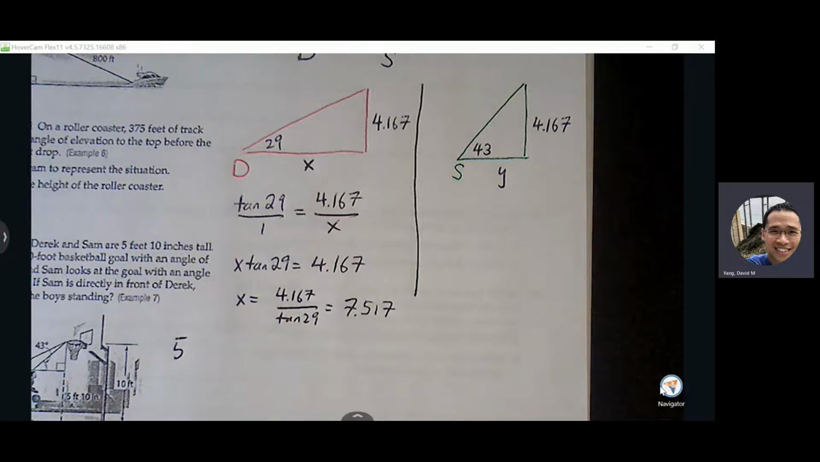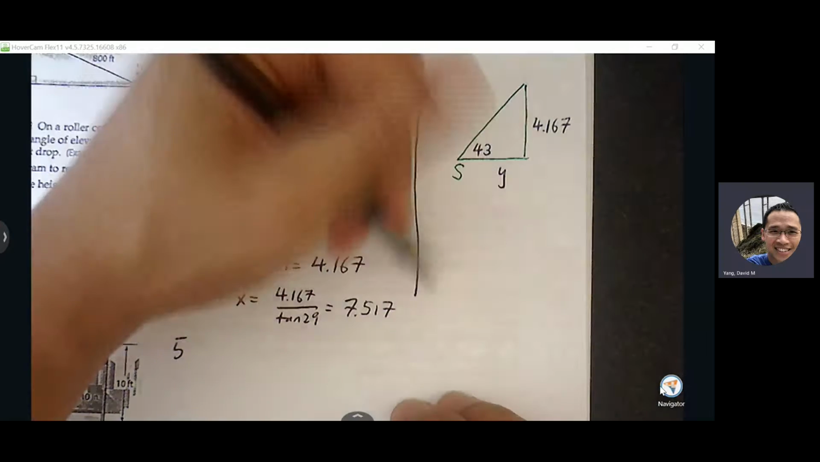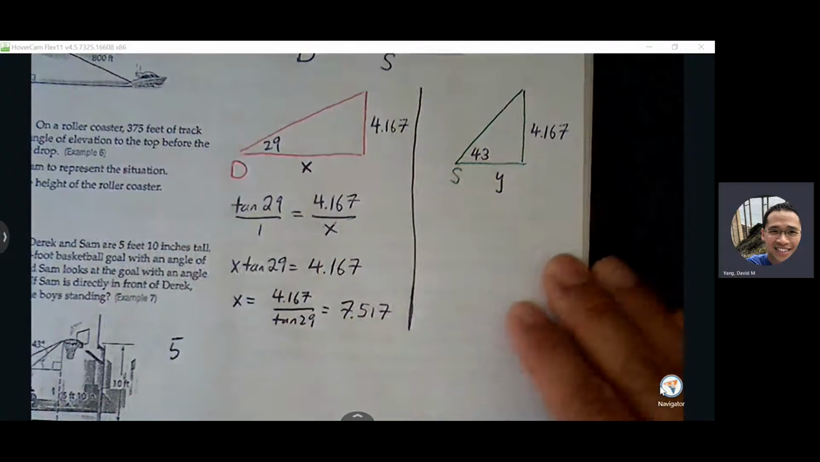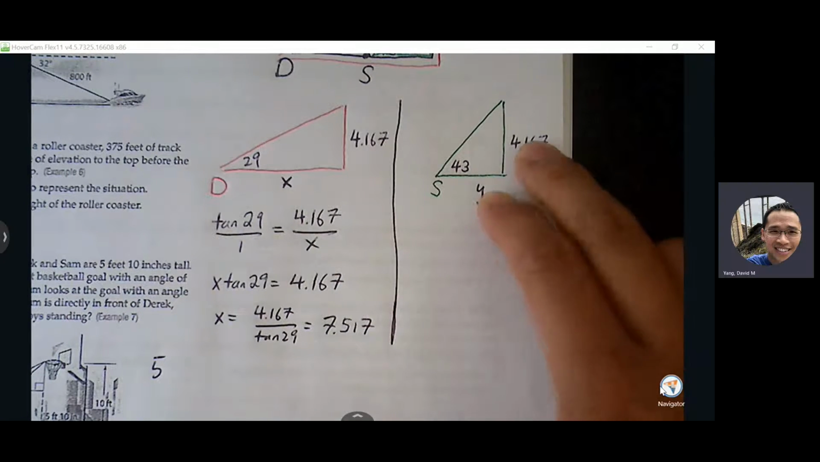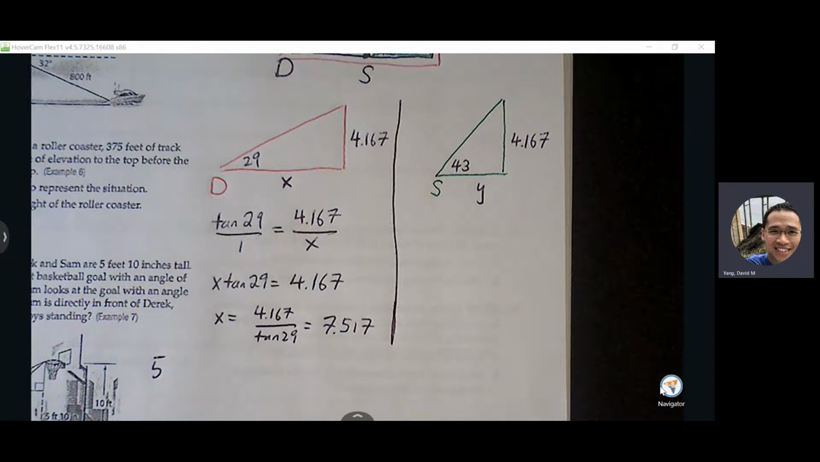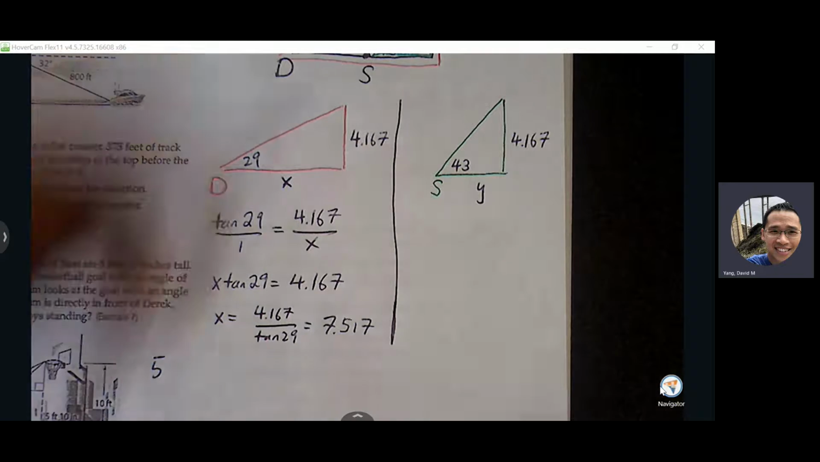So now we know Derek is 7 feet away from the goal, or 7.5 feet away from the goal. All right, let's look at Sam. Same thing, right? We can solve for Y, figure out how far he is horizontally from the goalpost using tangent.